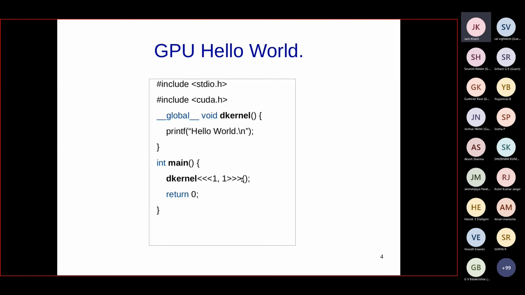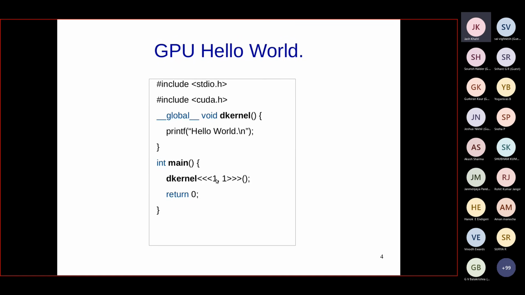But this triple less than 1 comma 1 triple greater than tells the GPU that I want to launch this kernel or GPU function with 1 into 1 thread, which is a single thread. It will launch the kernel with just one thread.